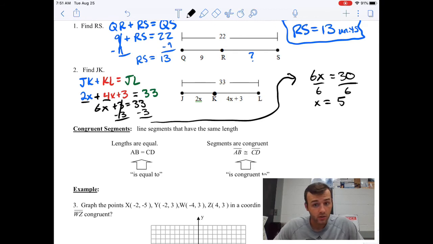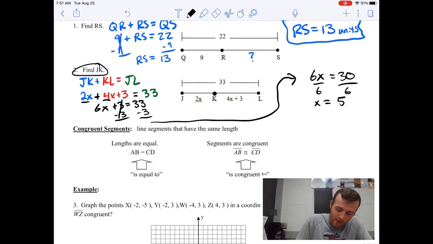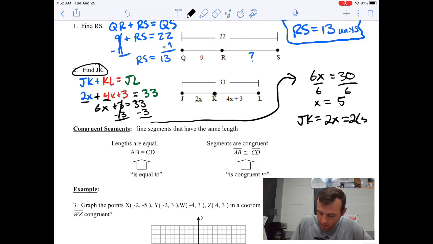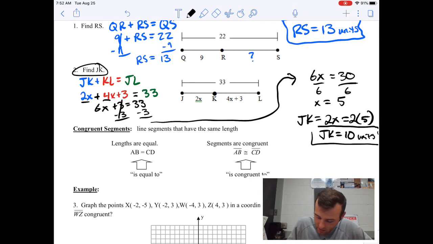Is that our final answer? No, it's not our final answer. We are trying to find JK. So what we would do is again go back and say JK is equal to, and over here it says 2x. If I sub that in, it'd be 2 times 5. So my final answer is JK equals 10. And do not leave your final answer like that. It is equal to 10 units. And another reminder that we read this as the distance from J to K is 10 units.